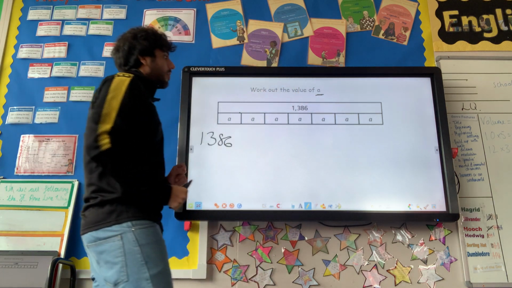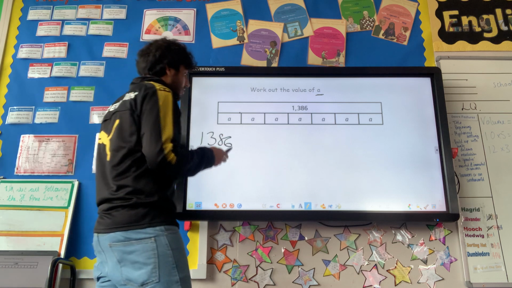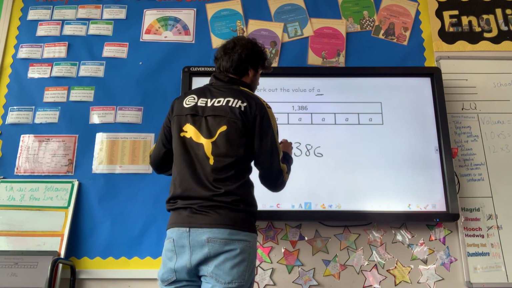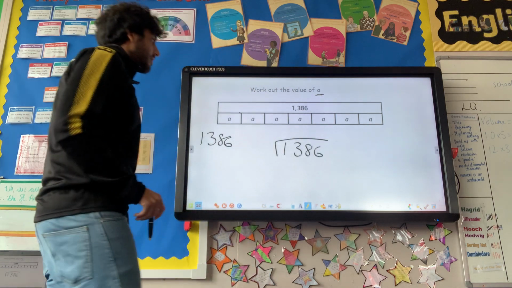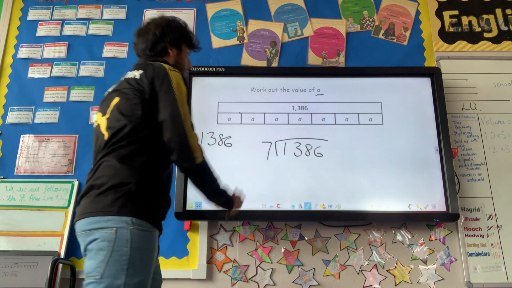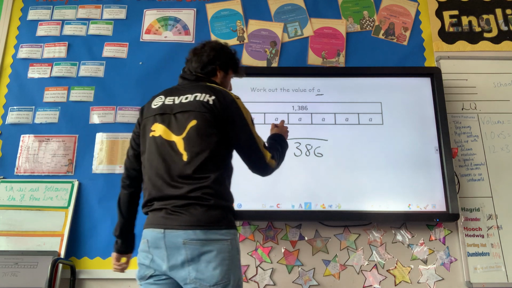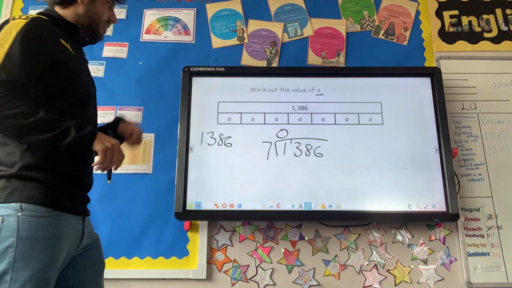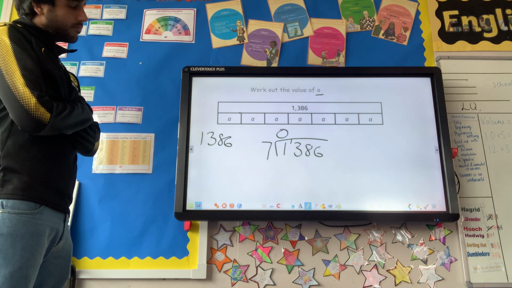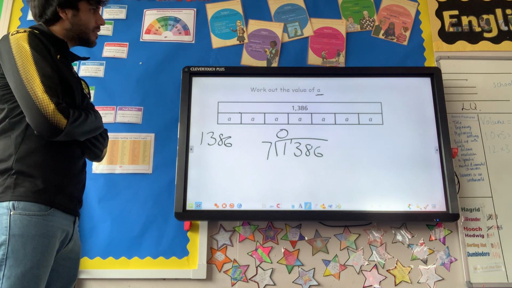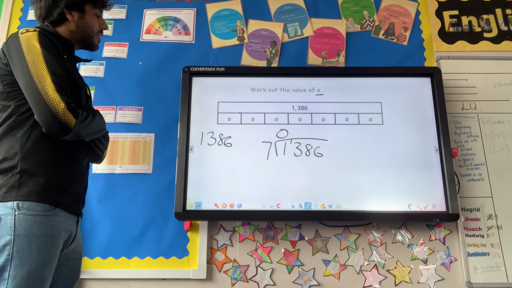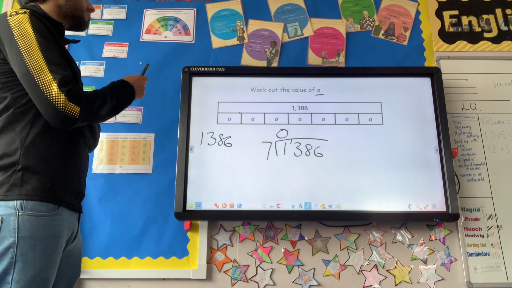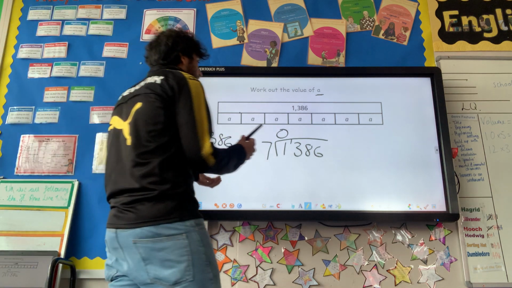I need to know what one part is. So let's divide it. Let's do 1,386 divided by 7. So 7, does it go into 1? No, it doesn't. So we're going to regroup, move the 1 over there. 7, does it go into 13? Yep, 7 goes into 13. How many times? Well, I know 7 times 2 is 14. That's too much. So I know 7 goes in once. And how much is left over? 6.